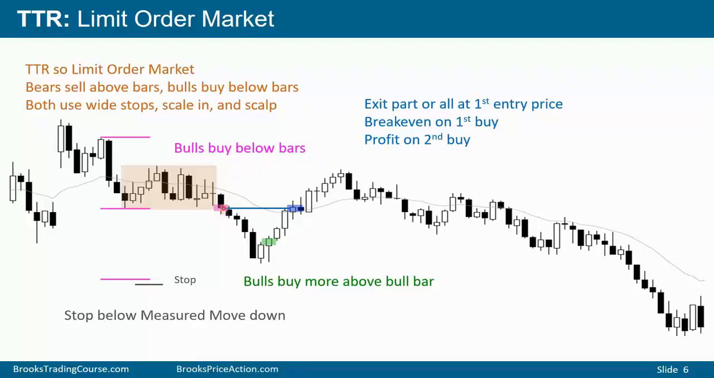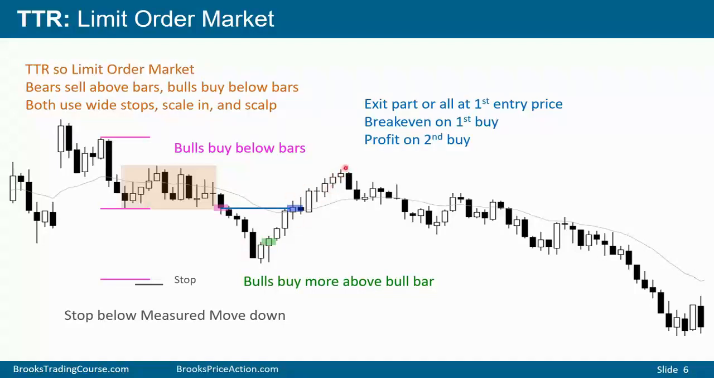Once it gets back to their original entry at the bottom of this trading range, a lot of bulls will take partial profits or full profits. They get out break even on their first entry and with a profit on their second entry, or they get out break even on their first entry and then hold and wait until there's a credible reversal down.